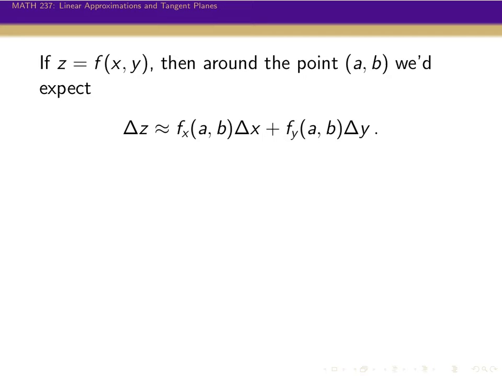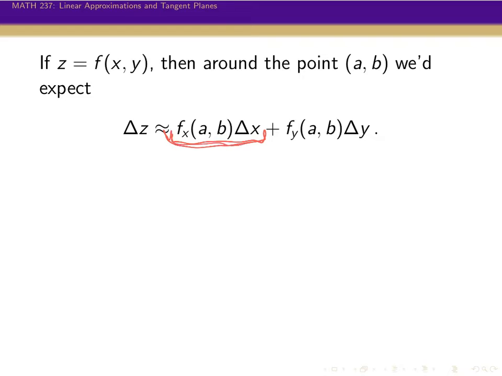Okay, and so just putting together what we did in these examples, if we have z equal to f of x, y, so we're thinking about this as a surface, and then around the point (a, b) in the domain on the xy plane, we'd expect the change in z, when we change x by delta x and y by delta y, to be: you take the change in x and multiply it by the partial in terms of x, you take the change in y and multiply it by the partial in terms of y, and then we add those together, right?